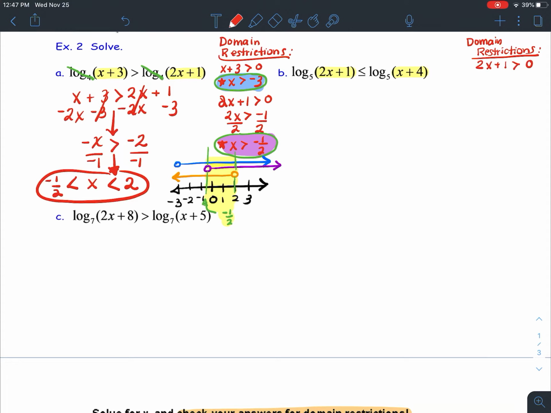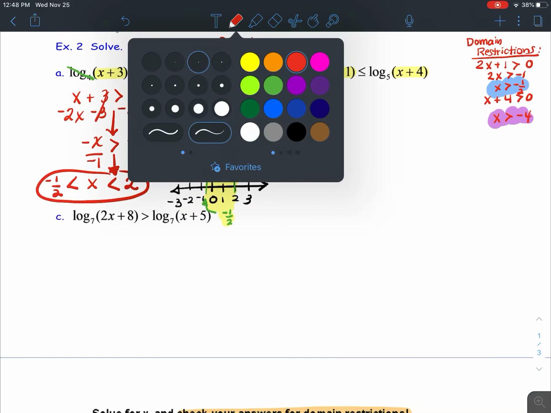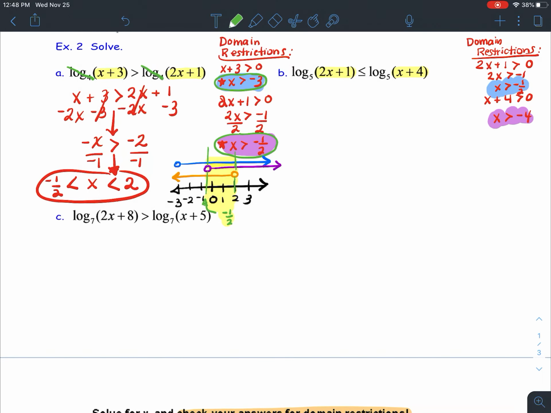Set each argument greater than 0, and then solve each inequality for x. I'm going to go ahead and highlight the first one in blue. We will solve the second one. I'll highlight that one here in purple, and then we will come back and revisit that when we get to the end.